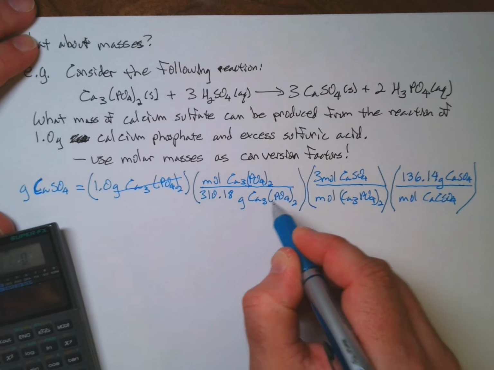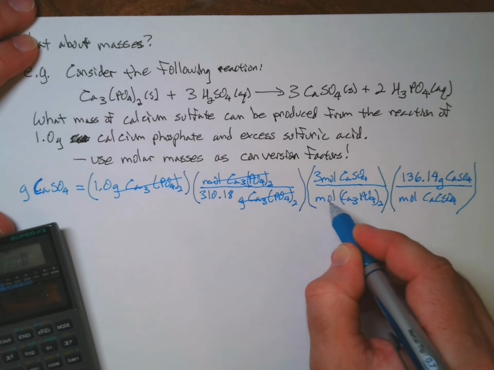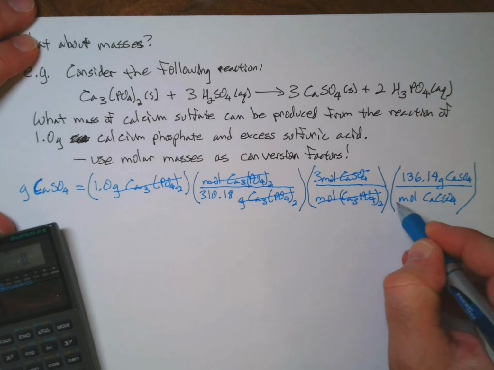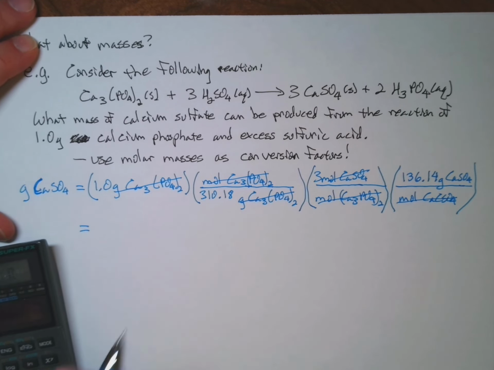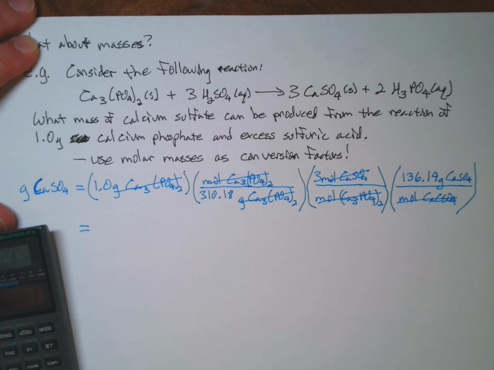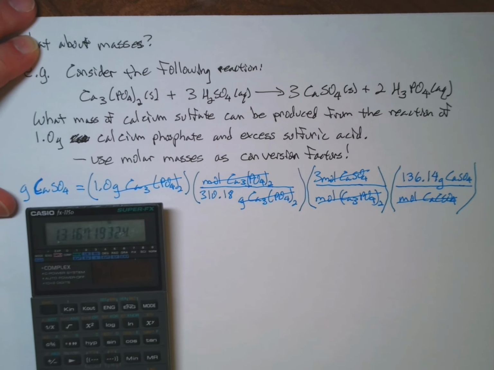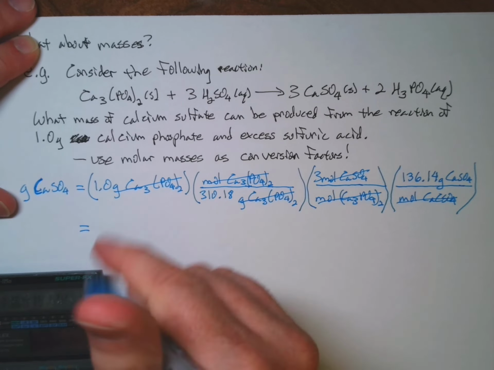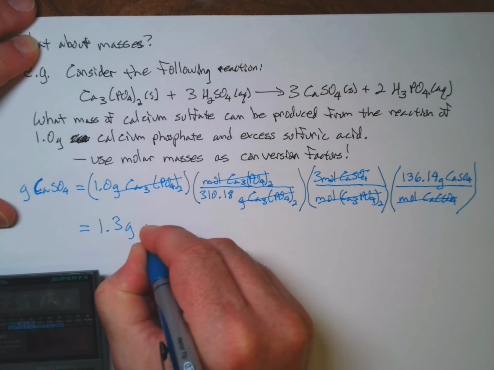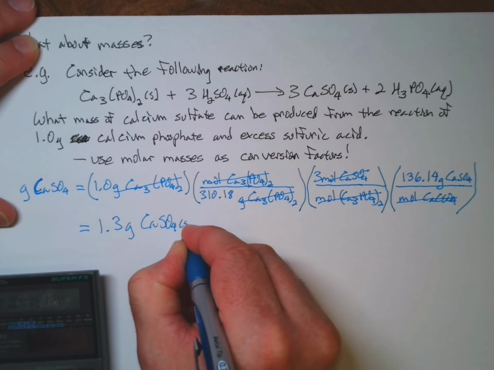So my grams of calcium phosphate will cancel, my moles of calcium phosphate will cancel, and my moles of calcium sulfate will cancel. So that will give me 1 divided by 310.18, times 3, times 136.14. So this is the number that I get here, 1.316, so it's 1.3 grams CaSO4, solid.